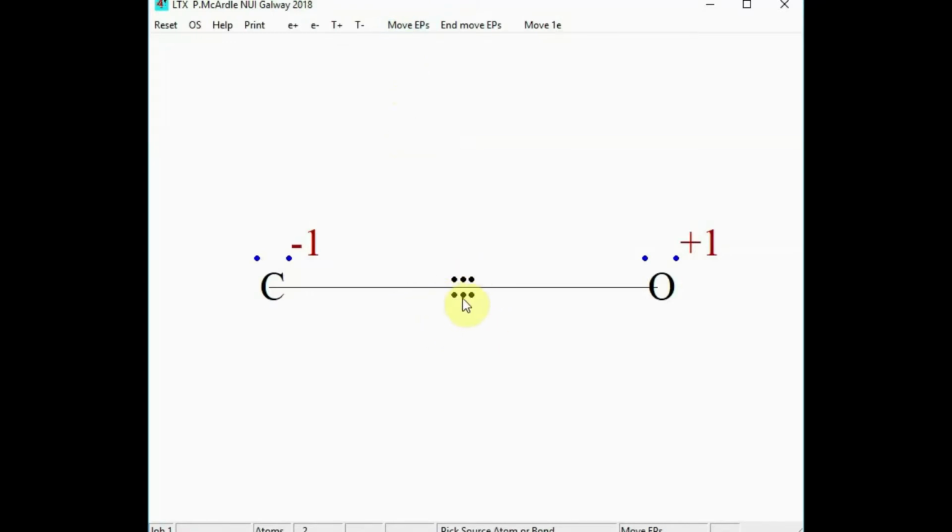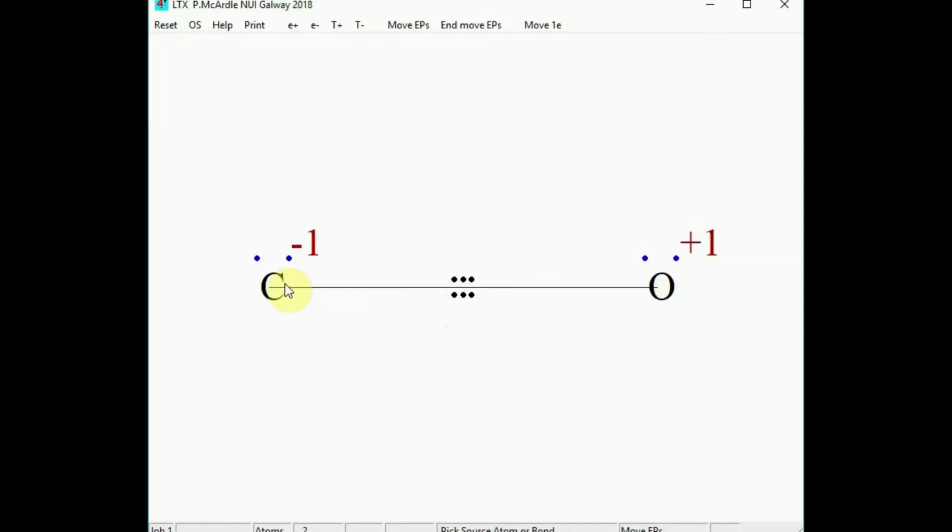Now we have 6 electrons here between the carbon and the oxygen, indicating this is a triple bond. Now we can actually move one of these pairs from the bond to the oxygen atom, and when we do that we see that the charges on the atoms disappear, but the bond is now just a double bond. So if we put the electrons back by moving a pair of electrons from the oxygen into the bond, we see that the charges come back.